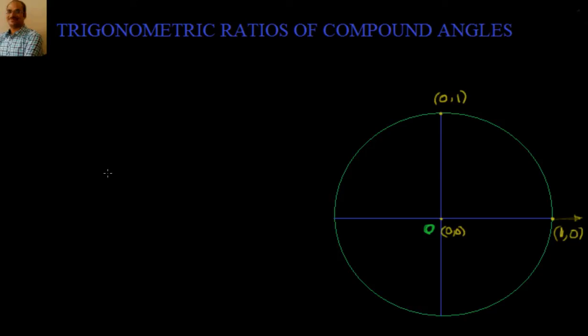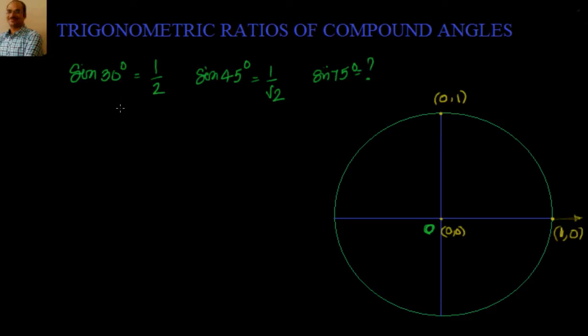In this video, we'll try to understand how to find out the trigonometric ratios of compound angles. What exactly we mean by that is, we know that the value of sine 30 degrees is equal to 1 by 2. Similarly, we know that the value of sine 45 degrees is equal to 1 by root 2. But suppose we want to find out the value of sine 75 degrees.